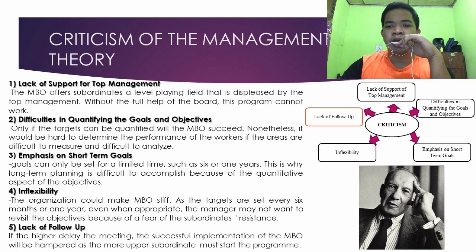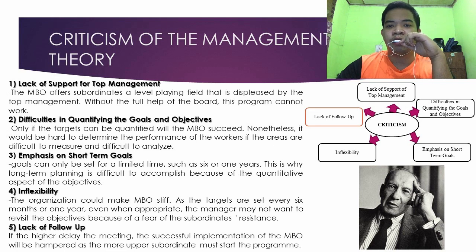So firstly is about lack of support from the top management. The authority in a well-known organization flows from top to bottom. The MBO offers subordinates a level playing field that is displayed by the top management. Without the full help from the board and top management, this program cannot work. Okay, so Stephen R. Covey said that management efficiency is in climbing the ladder of success. Leadership determines whether the ladder is leaning against the right wall.